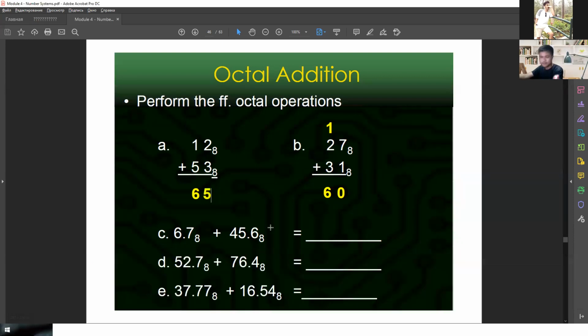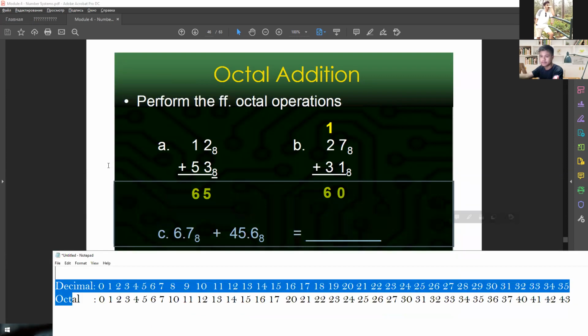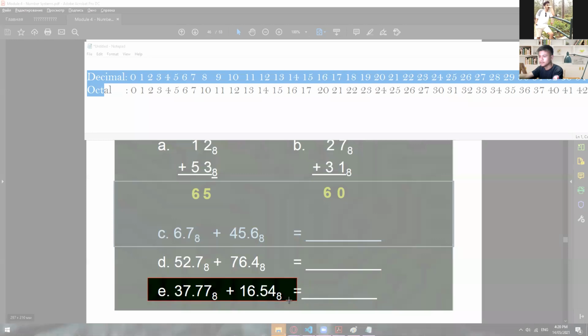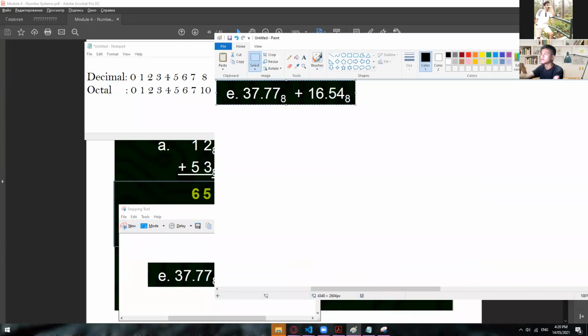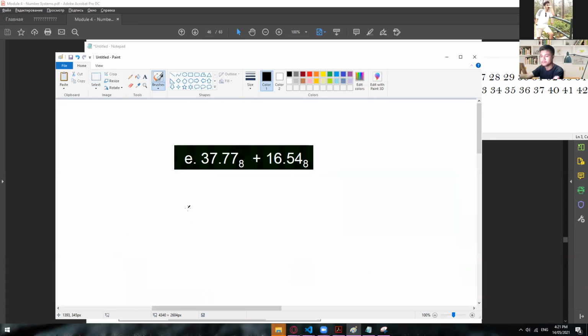All right, good. Okay, so let's just answer one example. Maybe we can answer letter E. In here we have 37.77 and then 16.54. So 7 plus 4 is 11 in decimal.